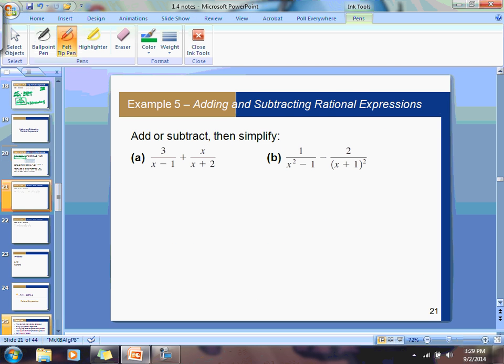So example 5 here is going to have an A and a B on this slide, and then we have part C on the next slide. And A is pretty nice. It's pretty straightforward. We have 3 over x minus 1 plus x over x plus 2. And these 2 denominators cannot be factored anymore. They're already as simplified as they can get. So think of it kind of like having a fraction where you have 3 over x and then x over y. You would need an x and a y as your new denominator. So here I have an x minus 1 as a term and an x plus 2 as a term. So to make my new denominator, I need both of them.